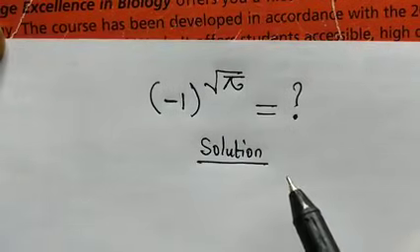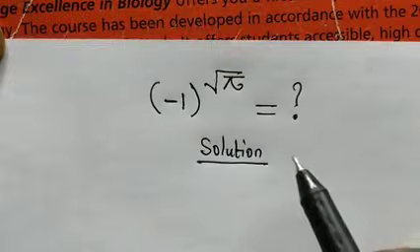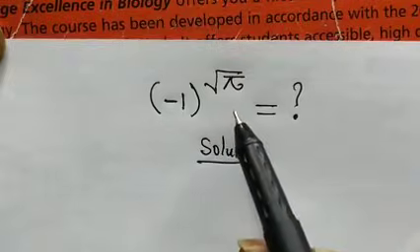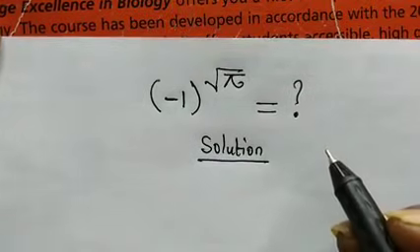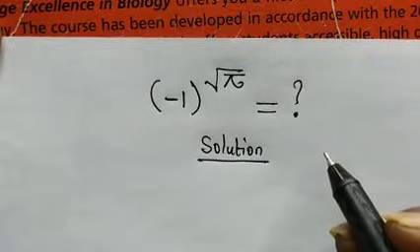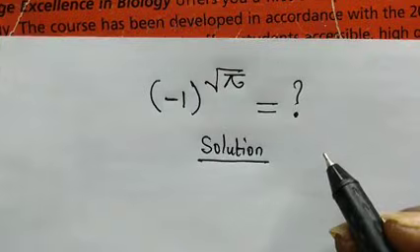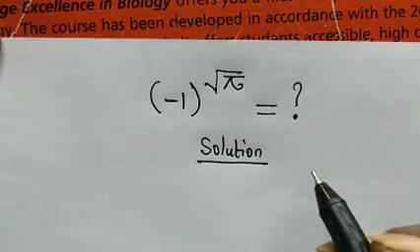Today we have this interesting math problem. We have -1 to the power of square root of pi. All we need to do is to rewrite this expression in a more meaningful way. We can separate the real part and the complex part. So let's see how we're going to do this.